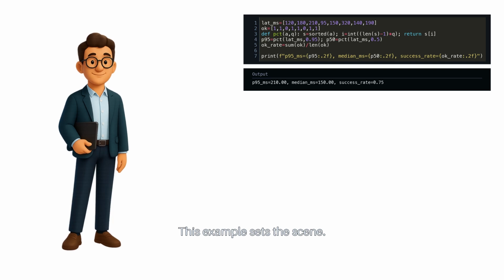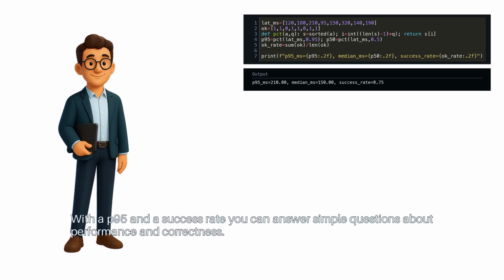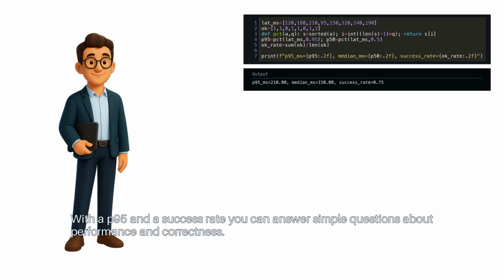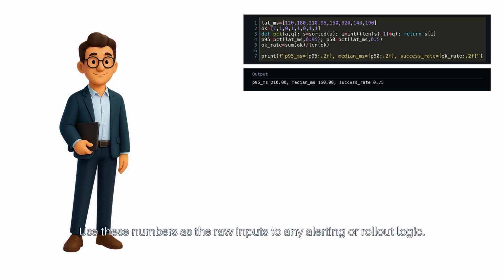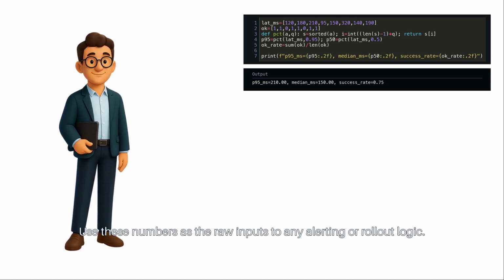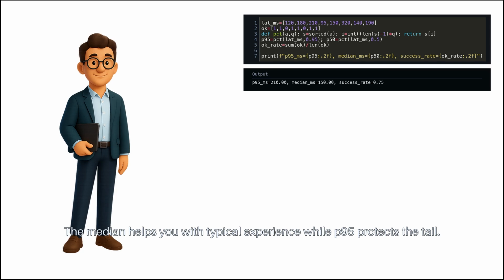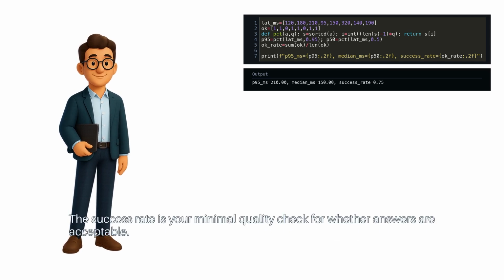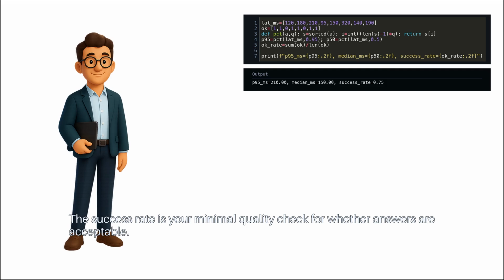This example sets the scene. With a P95 and a success rate, you can answer simple questions about performance and correctness. Use these numbers as the raw inputs to any alerting or rollout logic. The median helps you with typical experience, while P95 protects the tail. The success rate is your minimal quality check for whether answers are acceptable.